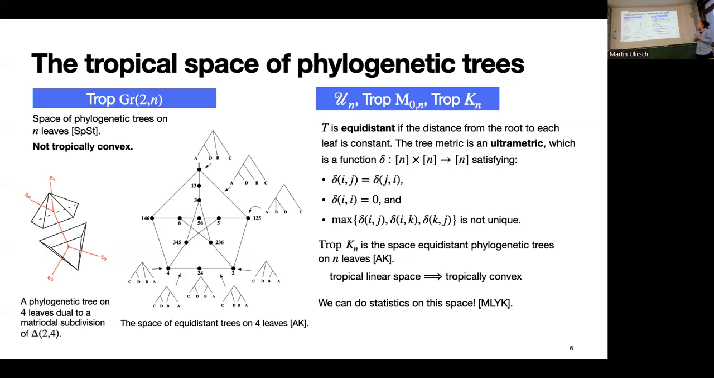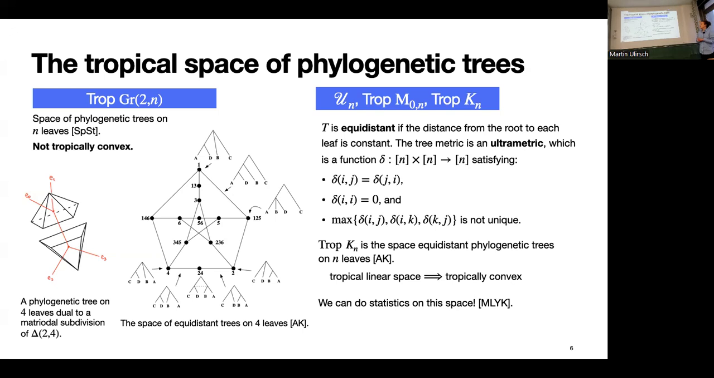On the other side, we have trop M_0,n and the tropicalization of the complete graph. It's also known as ultrametric space. And here, this is going to be the distance vectors of rooted trees that are equidistant. That just means that the distance from the root to any of the leaves is the same in every tree. So you see here, this is the space of equidistant trees on 4 leaves. Each of the trees has this root up here, and the distance from the root to each leaf is the same.